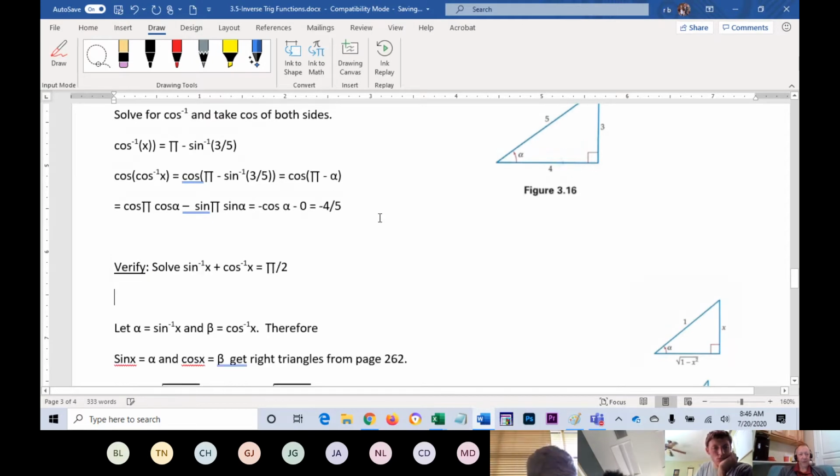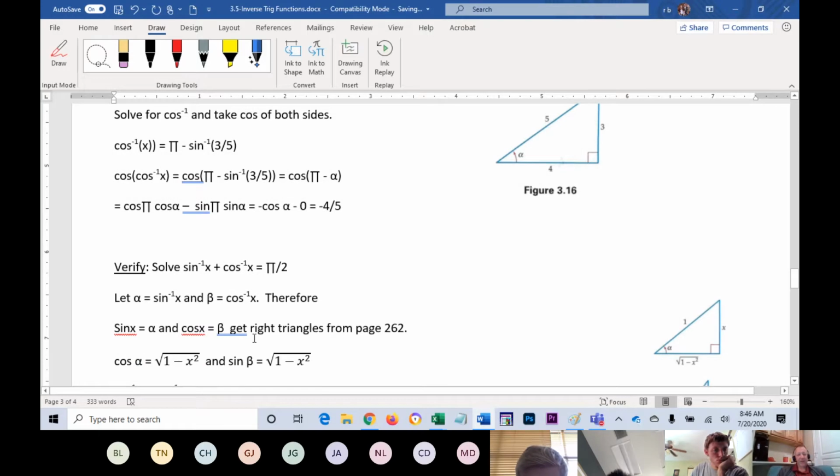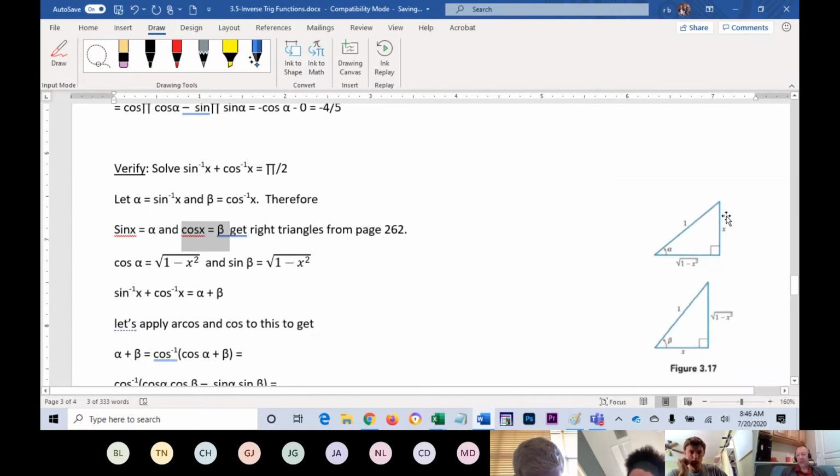I'm trying not to give away the answers, but it's going to be a little easier this way. So let alpha equal the inverse sine of x, and beta equal the inverse cosine of x. Therefore, the sine of alpha equals x, and the cosine of beta equals x. So we're going to have these two right triangles here. If this is alpha and this is beta, okay?